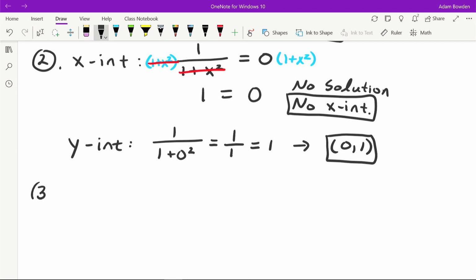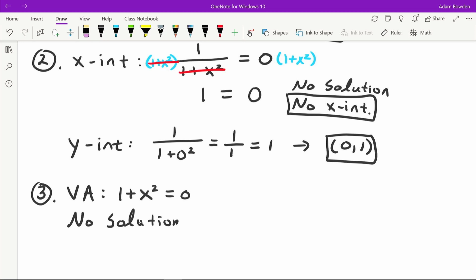In case of asymptotes, the vertical asymptotes, VA, where we take the denominator and set it equal to 0, but just as we saw up above, we can't solve. So that means there are no vertical asymptotes as a result.